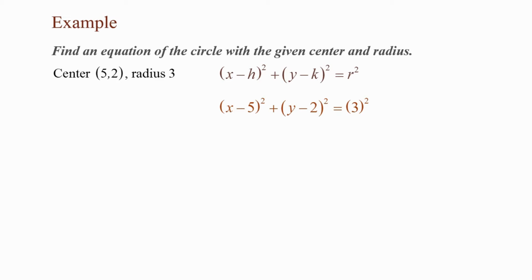For the equation of the circle, the only thing that we are going to actually square is the radius. So our final answer is (x minus 5) squared plus (y minus 2) squared equals 9.